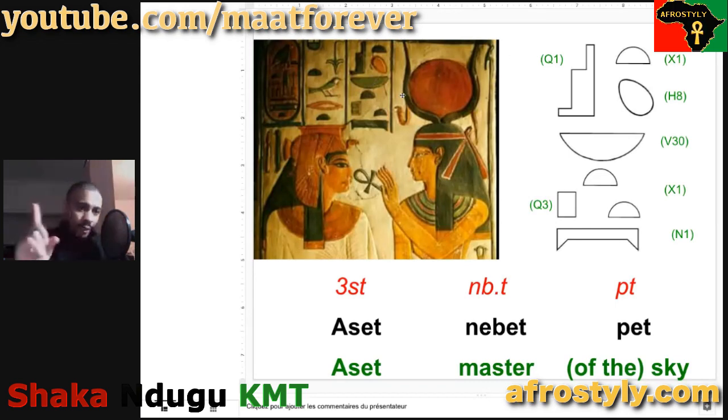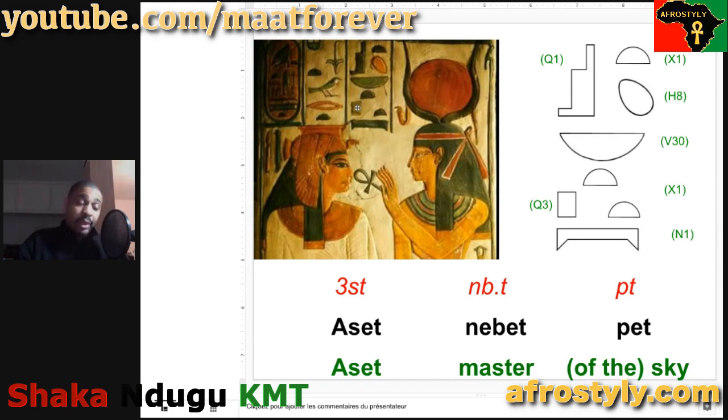So Nebtawi, Master of the Two Lands, is a title. It's basically a title for the Nesut, the king, or the pharaoh. It comes very, very often. So here is Nebet, that's the feminine, because remember, the T denotes the feminine, okay?